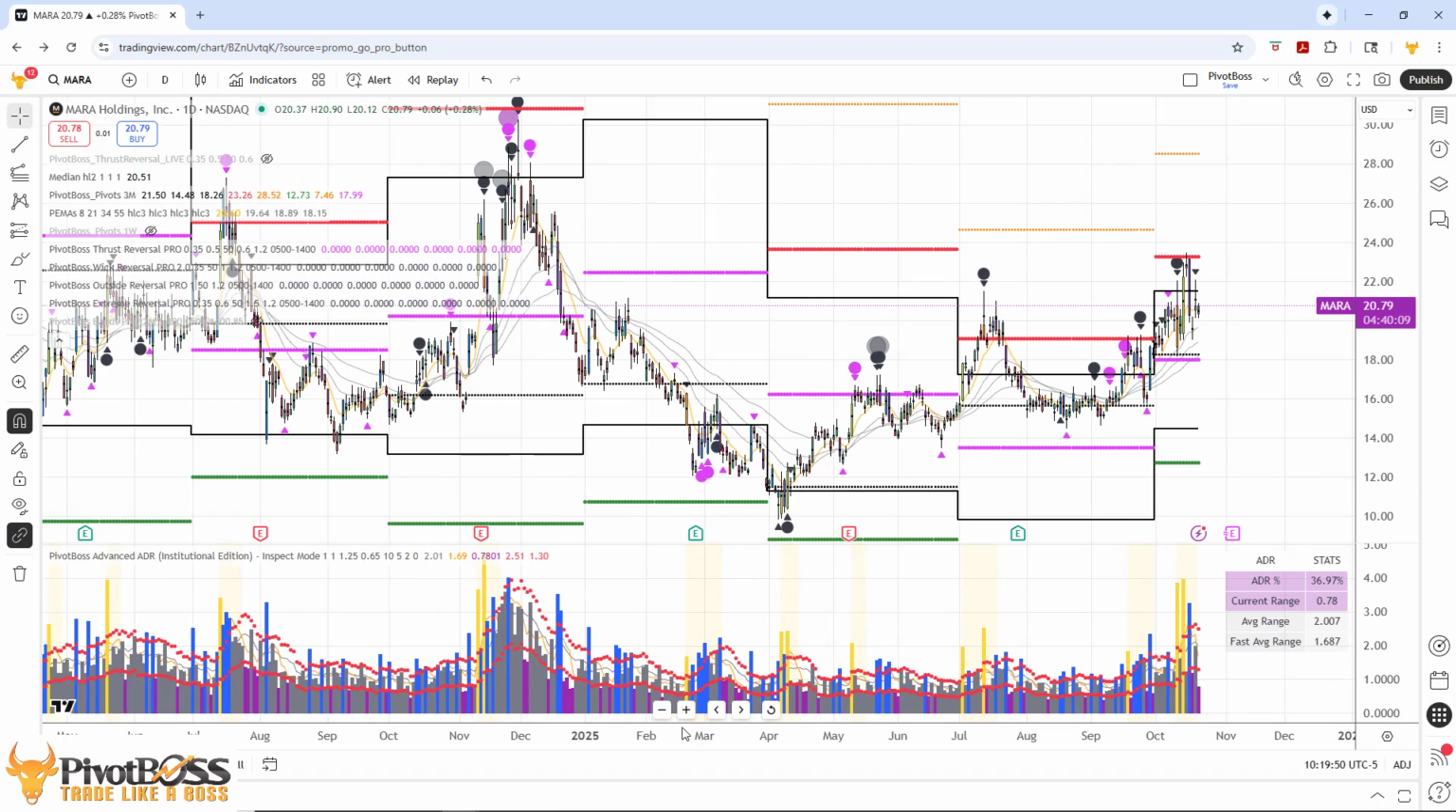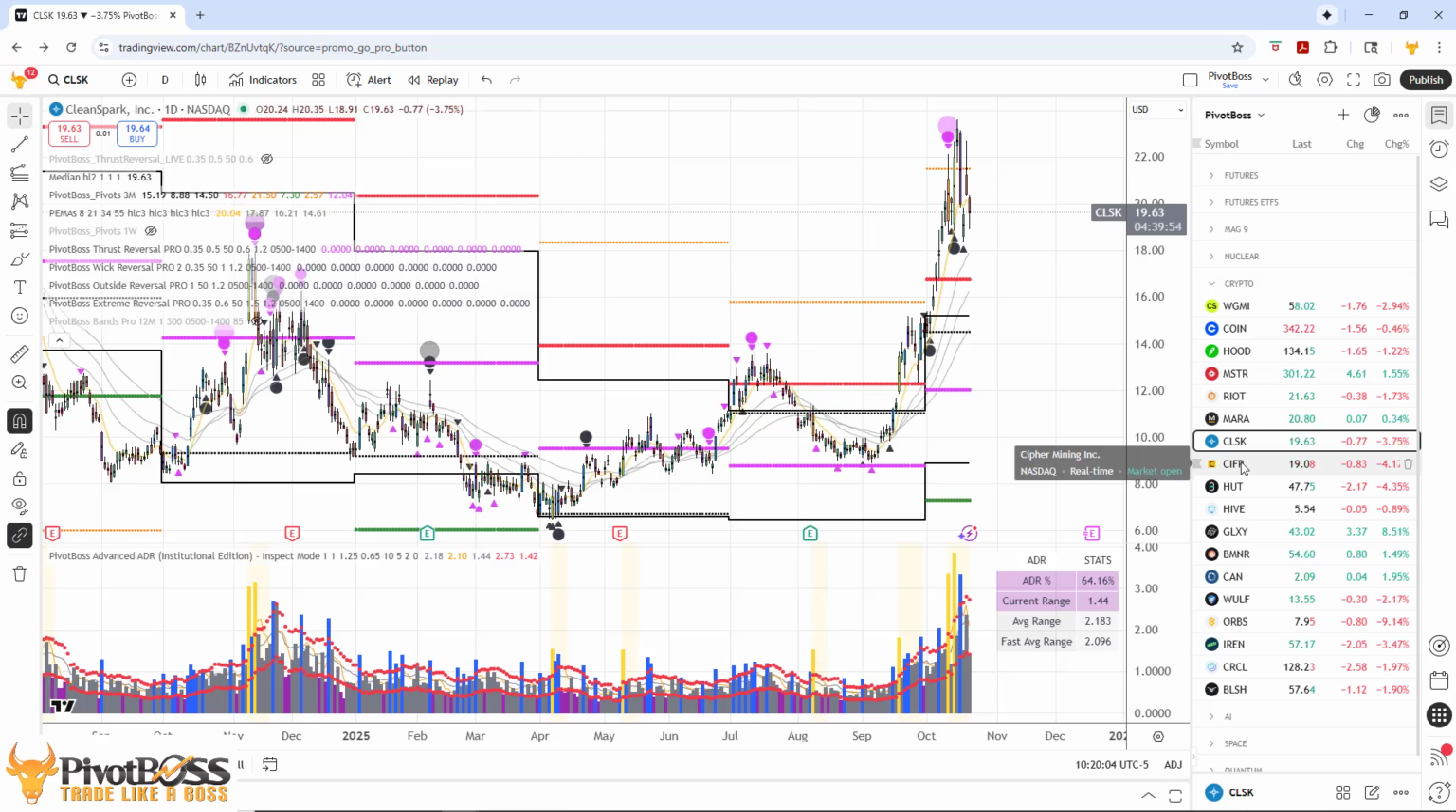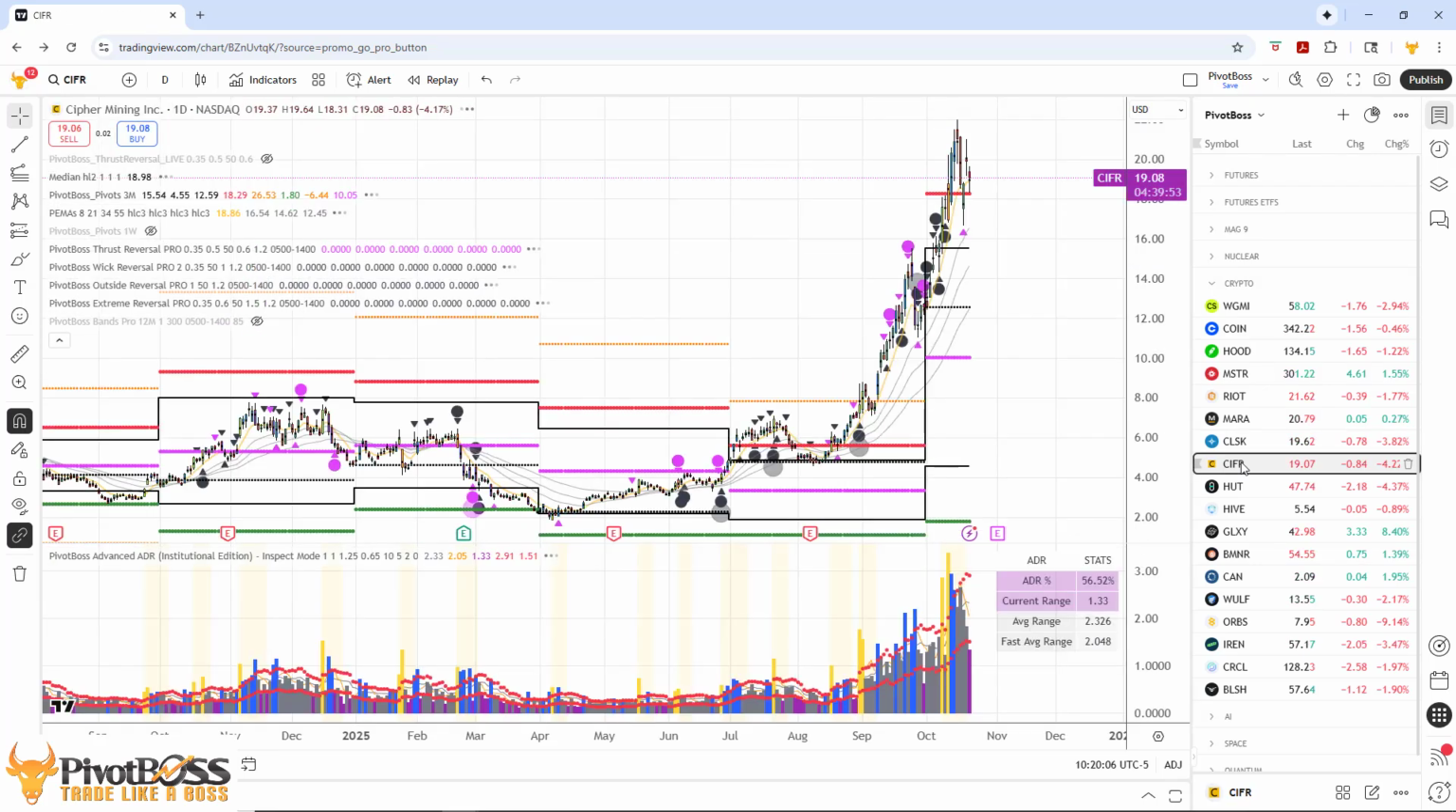So I need to check it out a bit more, but it clearly has underperformed some of the others in this group. But now that the others have had such significant moves, like CleanSpark, for example, like Cypher, I mean, what's left for these to do other than maybe go sideways at best or pull back a bit at most? We're not going to keep that energy here to the upside that much longer.